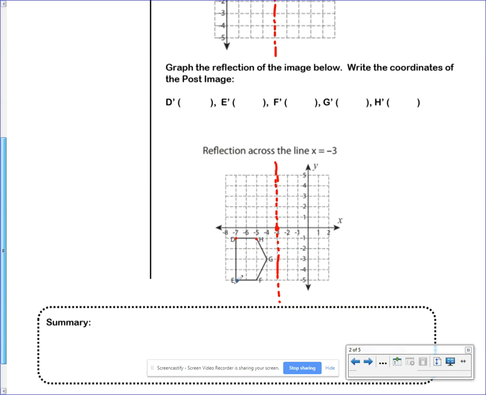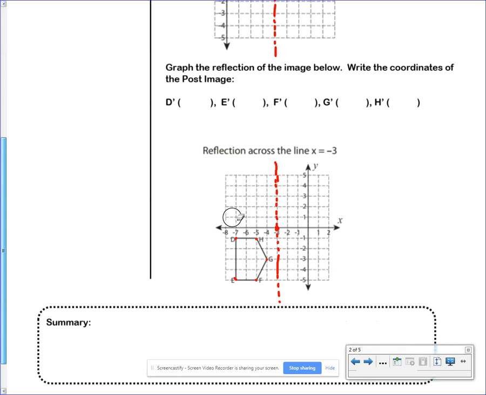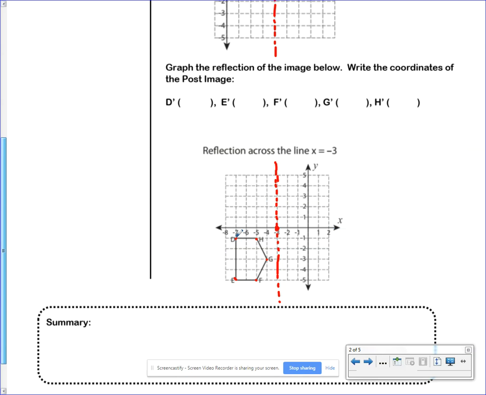So let's go ahead and find these 5 points reflected this way. 1, 2, 3, 4. Oops, I'm going the wrong way. I was thinking across this x-axis and not this line. Let me erase that point out of the way so we aren't confused. And let's get this correct. In fact, I'll switch color here so we can see.